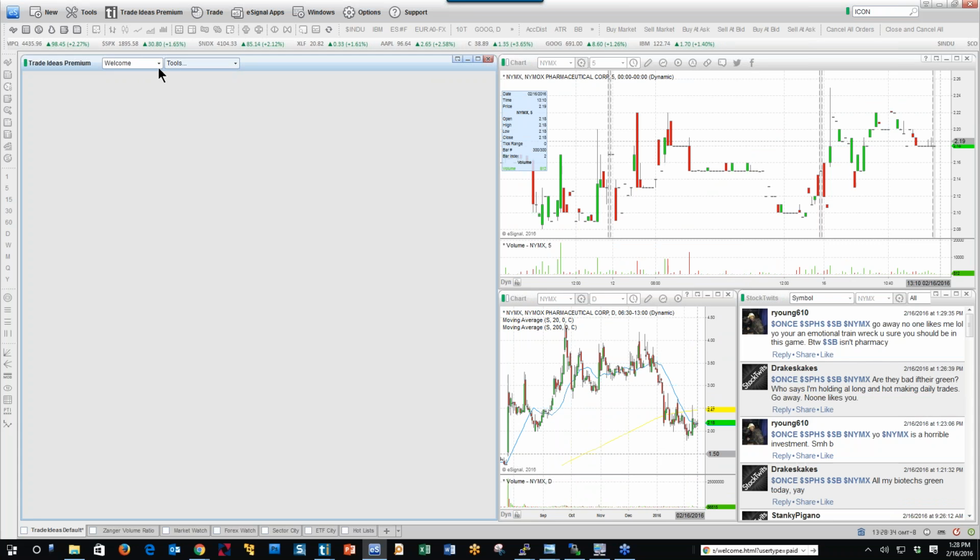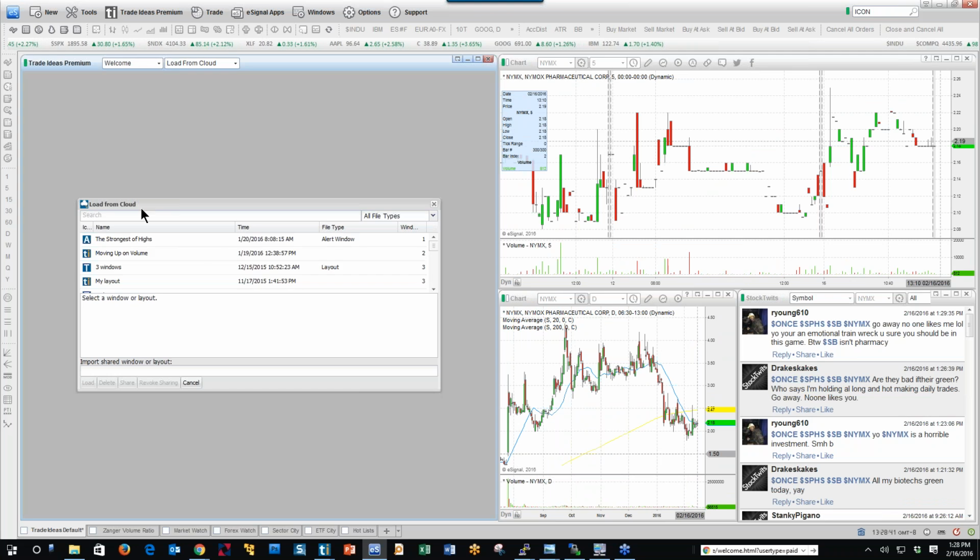So let me do this. I also want to show you the, let's load it from the cloud, and I want to do a back test for you guys, and that'll lead us into the AI that we're working on over at Trade Ideas.